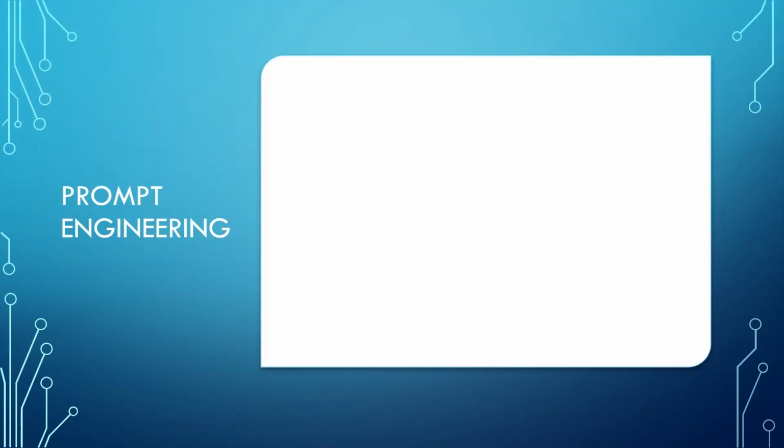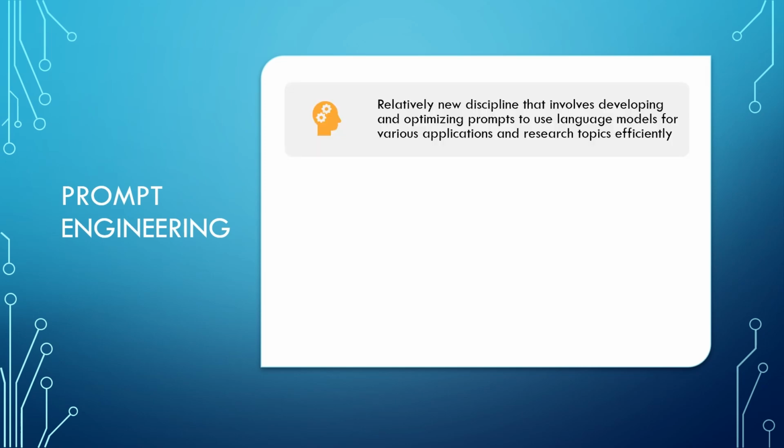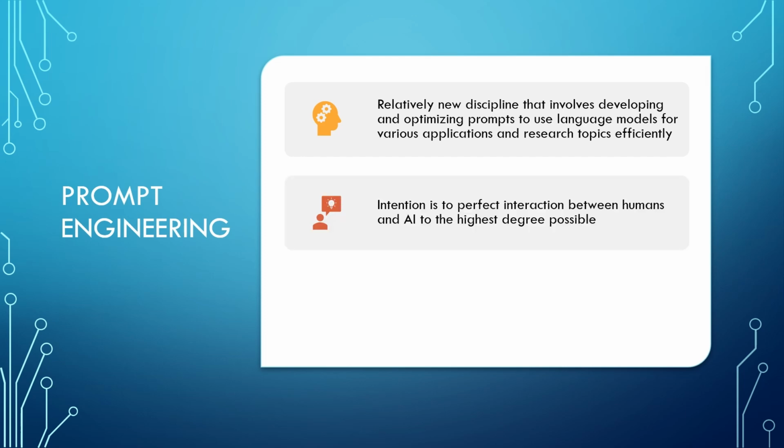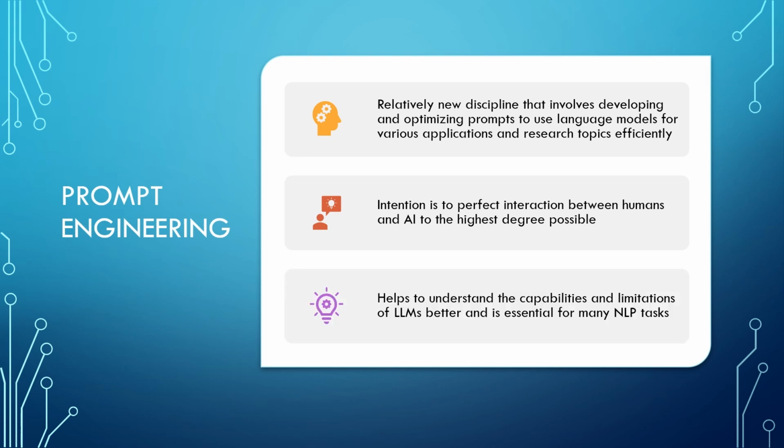Prompt is not just an ordinary topic to learn. We have a new discipline that involves developing and fine-tuning prompts called prompt engineering. The goal here is simple yet ambitious. We aim to perfect how humans and AI interact, making our communication as effective as possible. Prompt engineering is key to understanding what large language models, or LLMs, can and can't do. It's essential for many tasks in natural language processing, helping us push the boundaries of technology. This is a vast topic. We just throw some light and will not dive deep into it.